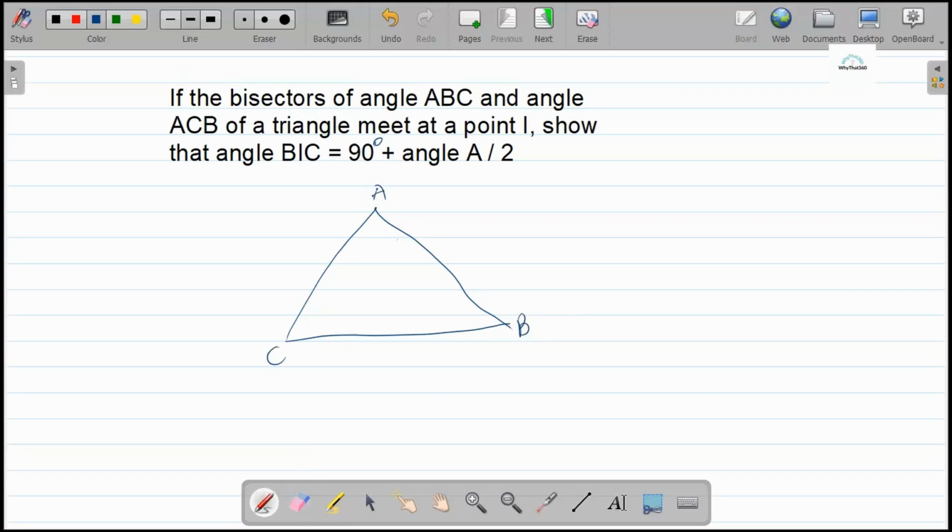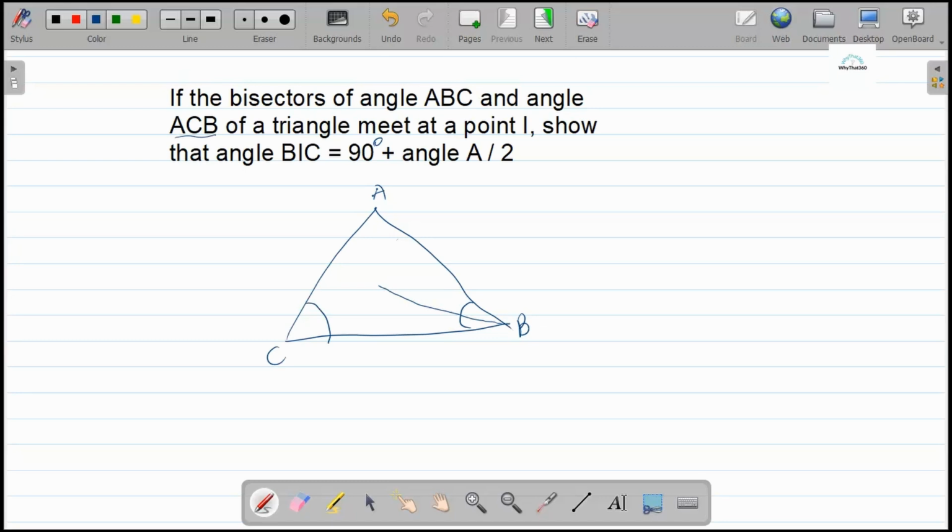So this is a triangle ABC, and it says that the bisectors of angle ABC. This over here is angle ABC, the angle at B. And we have a bisector. A bisector is a line that divides the angle into two equal parts. So we have a bisector, and then there is also another bisector at angle C. It says ACB, that will be this angle here at C.